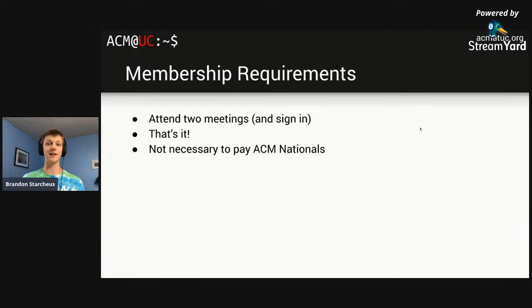Like I said, sign into attendance, and what that does is if you attend and sign into 2 meetings, then you are a member of ACM at UC, so you have voting rights, and there's no other requirement to be a member. There's no fee or affiliation with the ACM Nationals. So just sign into 2 meetings and you're good.